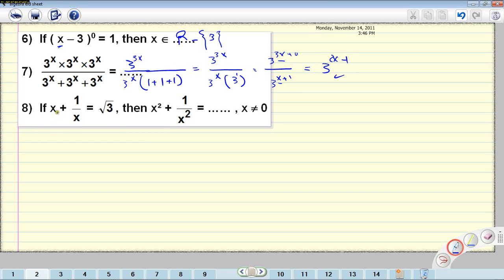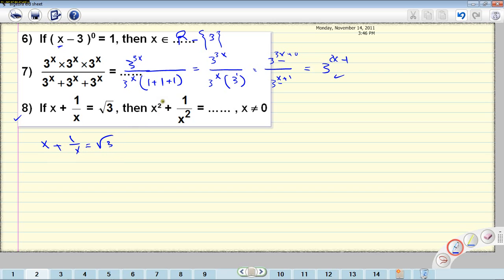Exercise 8, it's a basic skill question. Basic skill questions like this may come in the exam. x plus 1 over x equals root 3. The question asks me to get x to the power of 2 plus 1 over x to the power of 2. First, x plus 1 over x equals root 3.